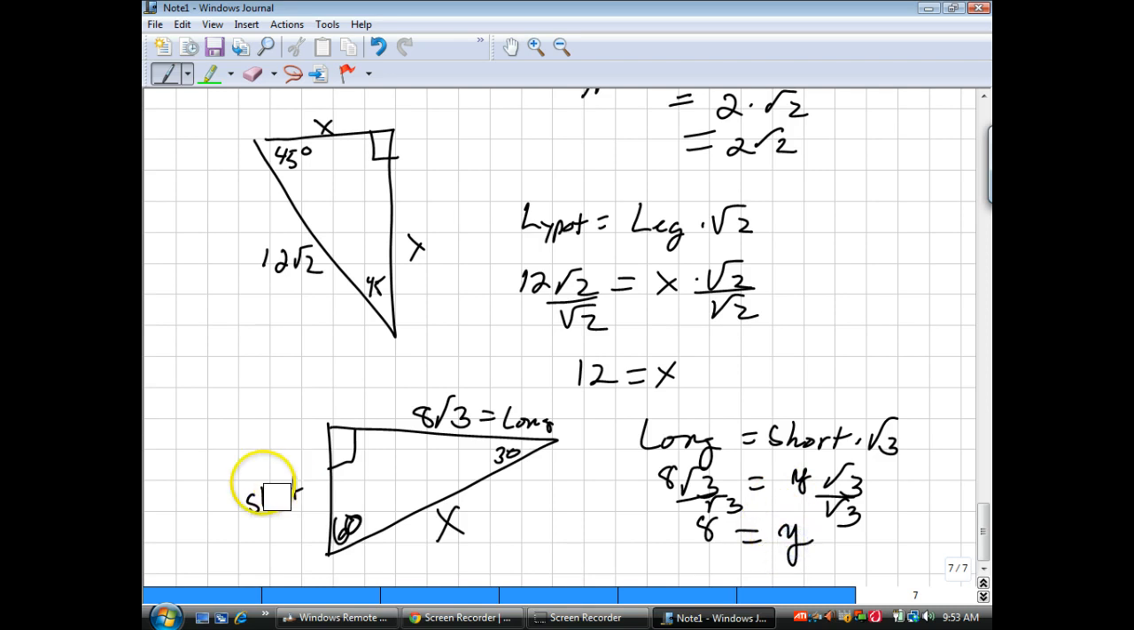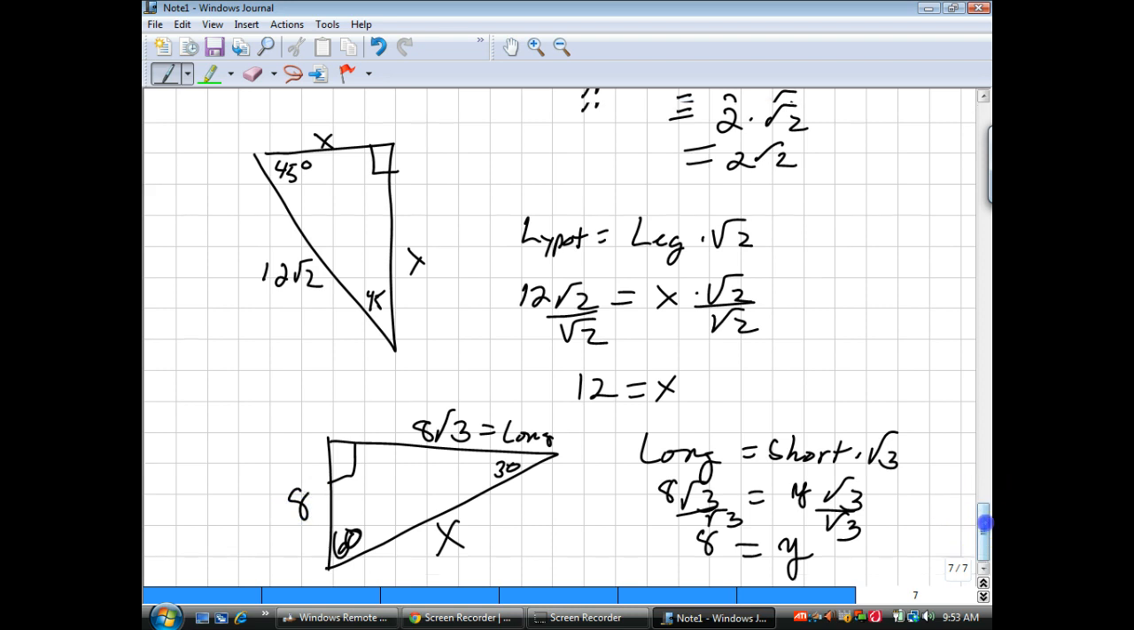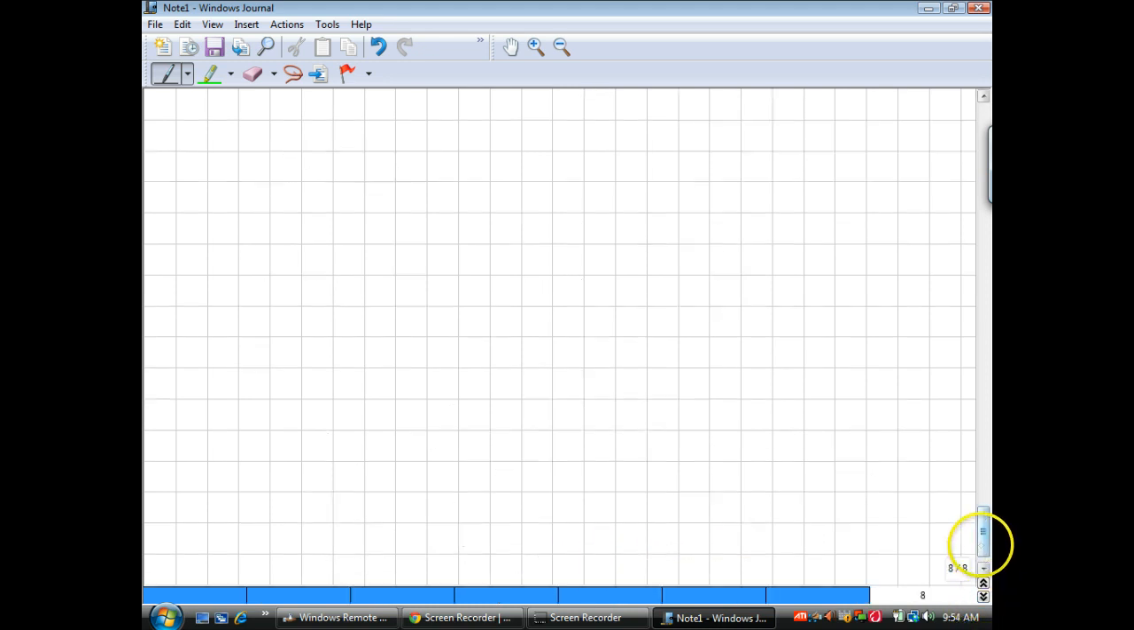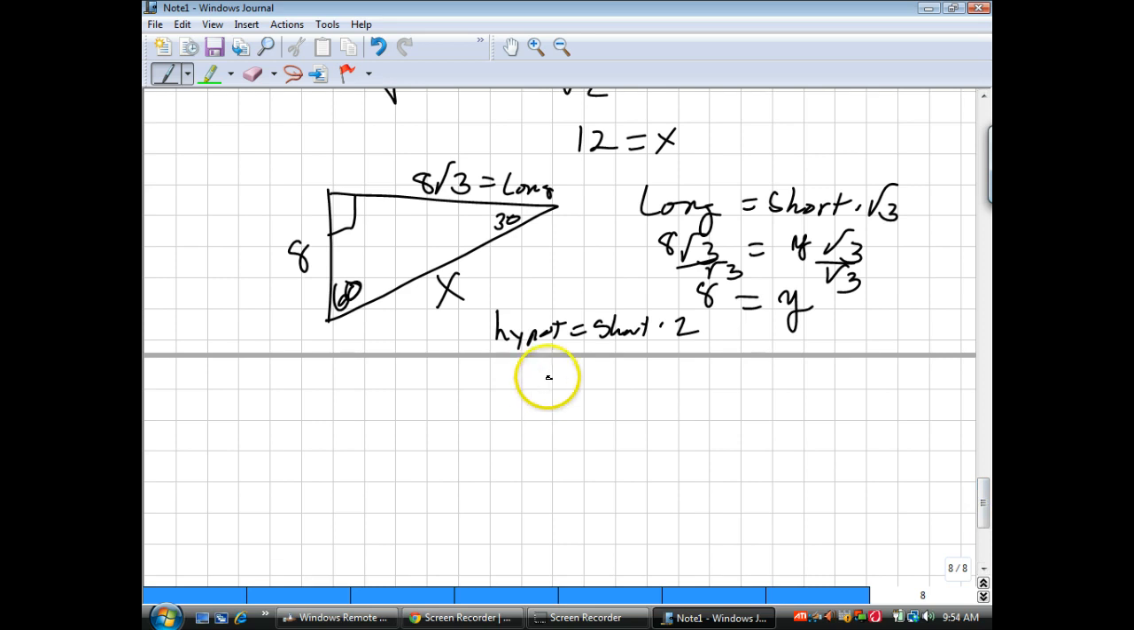Okay, so now we know that the short side is 8. And then we know that the hypotenuse in a 30, 60, 90 is the short times 2. Okay, so then the hypotenuse has to equal 8 times 2 or 16. So the hypotenuse in this case is 16.